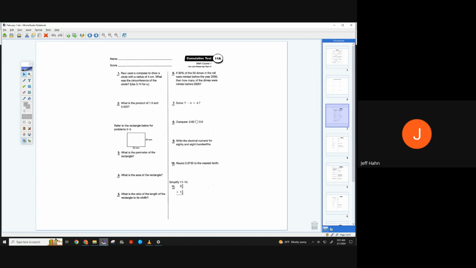16 is also 0.0375. 17 is 10. 18 is 7/8. 19 is 6/7. And number 20, 3.7.